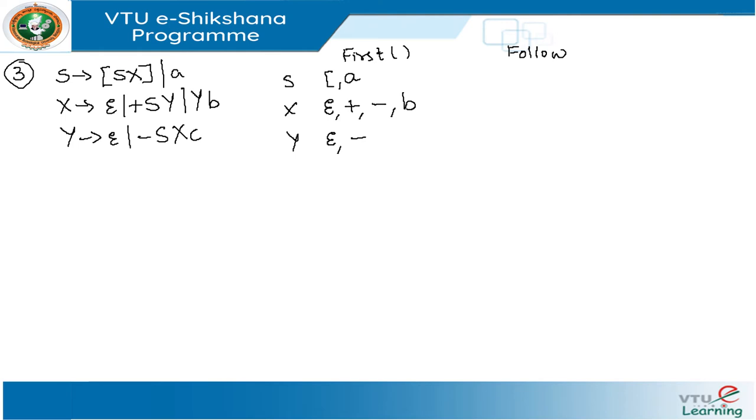S is the starting symbol of the grammar. Hence, we need to add dollar symbol in the follow set of S. And if we consider the first alternative of the production from S, then X is following S. So whatever we have in the first set of X, those symbols are following S. Hence, we can get first set of X as plus, minus, and B. Epsilon cannot be written into the follow set.